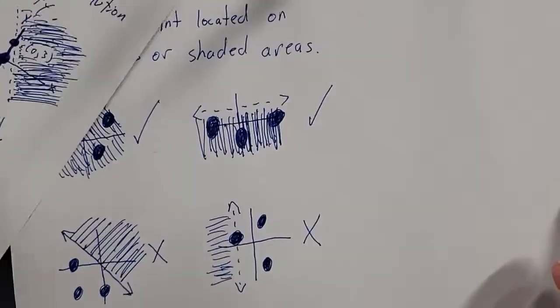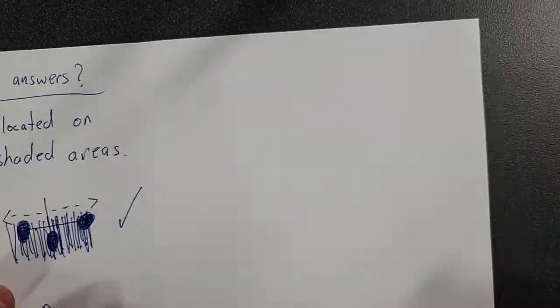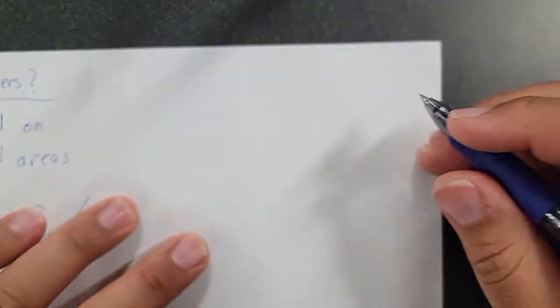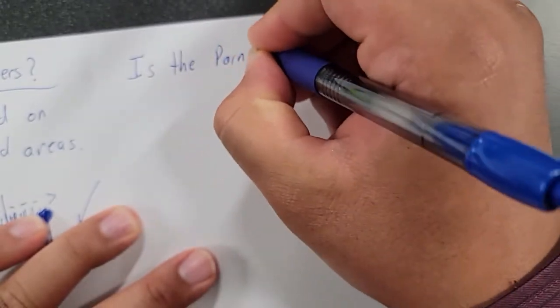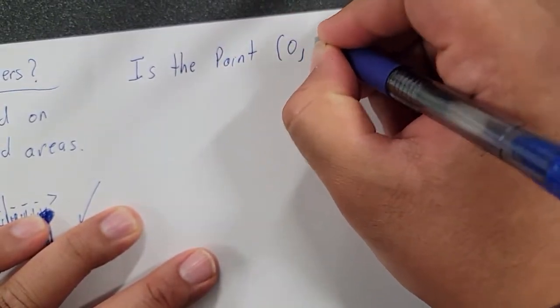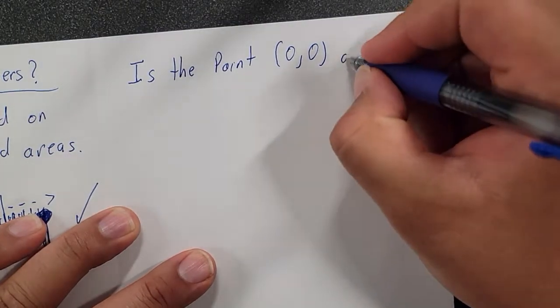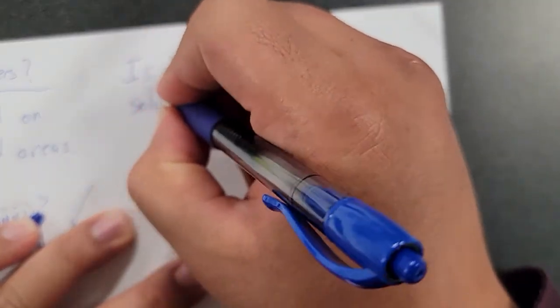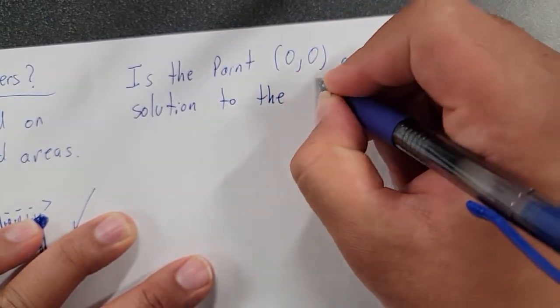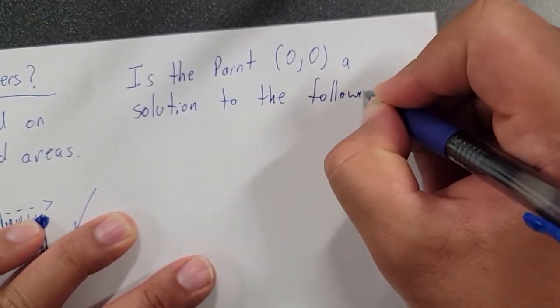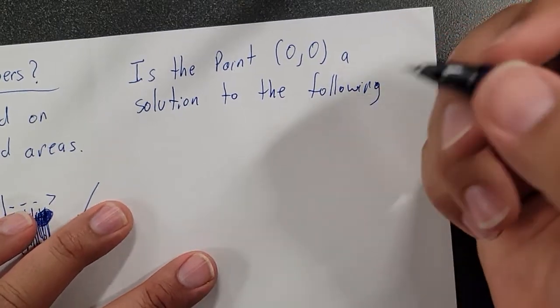Okay, so on the test, they're gonna give you a point. So let's go ahead and move to this side, guys. Move to this side right here. So let's say we got something like, is the point 0, 0 a solution to the following inequality.